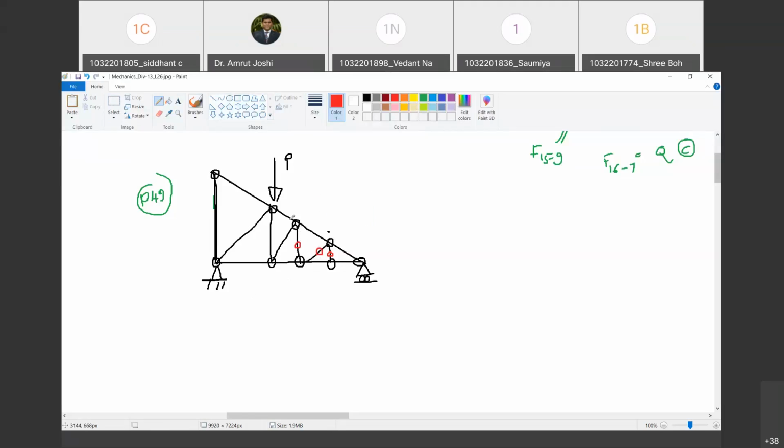The moment this becomes 0, at this joint you will see that there are only 3 members meeting, out of which 2 are collinear. The third must be 0. Happy? Are you with me? So this force must be equal to 0. This P therefore will be resisted by the components of forces along these inclined members. Are you with me?